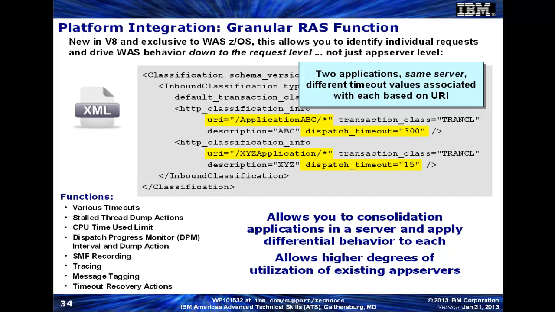z/OS is a shared resource operating system environment. The broad objective is to most effectively share applications within the common resource pool. This granular RAS function better enables resource sharing at the application server level. It does this by giving you the ability to define WAS behavioral control settings down to the identified request. Applications may now be combined within an application server, but controlled with different settings. This allows better utilization of system resources and more effective sharing of an application server by multiple applications.